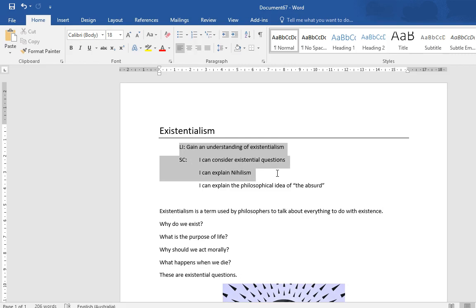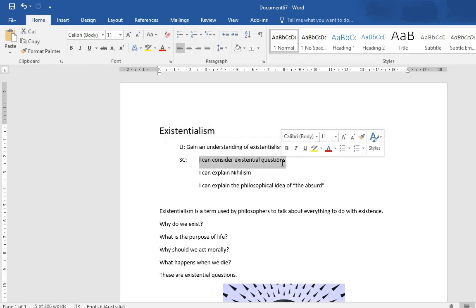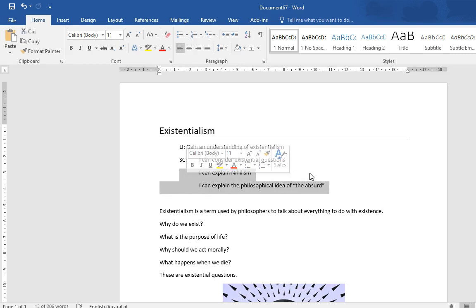Now, we won't hit all our success criteria today, but fear not, we'll have these success criteria for a couple of lessons. So we're just going to focus on the top one today. The learning intention is to gain an understanding of existentialism. Success criteria: I can consider existential questions. I can explain nihilism. I can explain the philosophical idea of the absurd. As I said, we're not going to hit these two today, but we will be hitting this one.